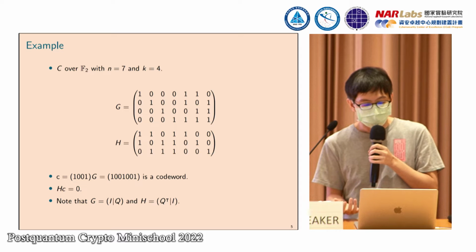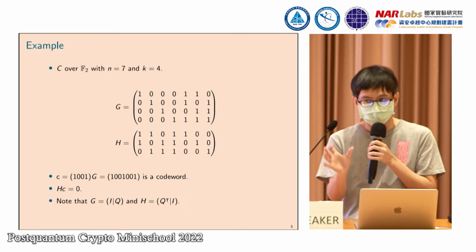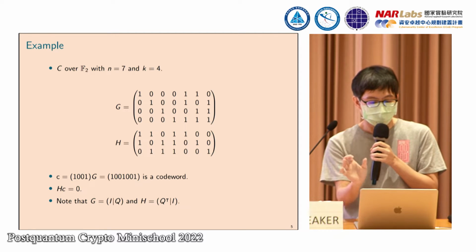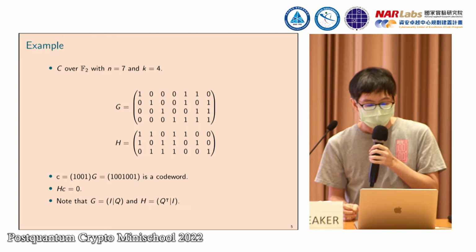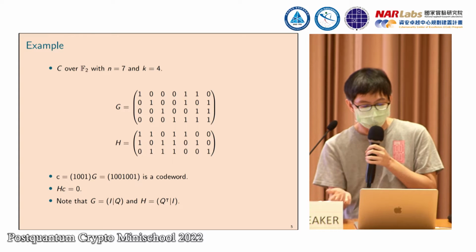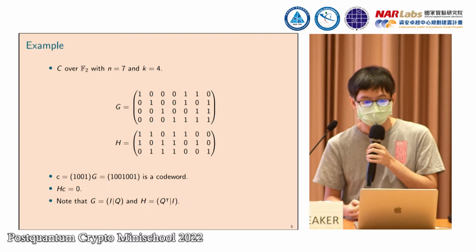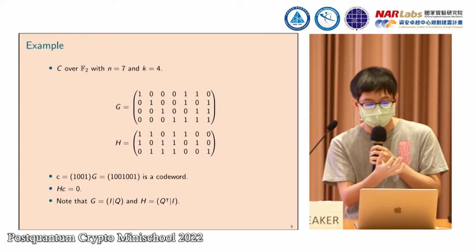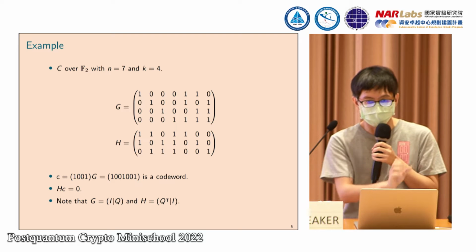Here we can see that G has the identity matrix on the left. If you have this kind of form, you can easily create the corresponding parity check matrix by transposing the non-identity part.